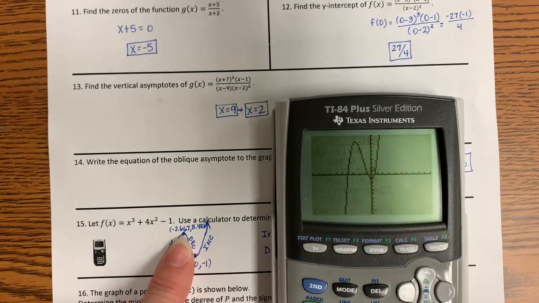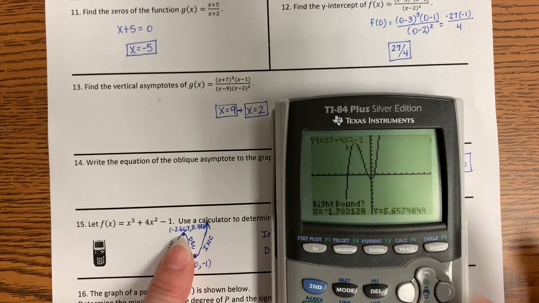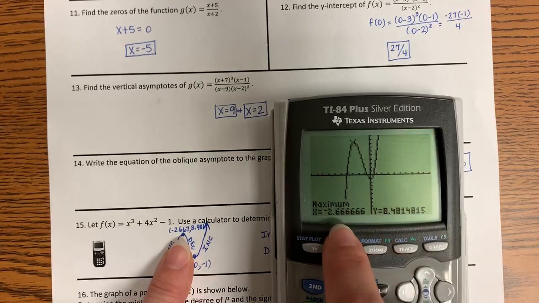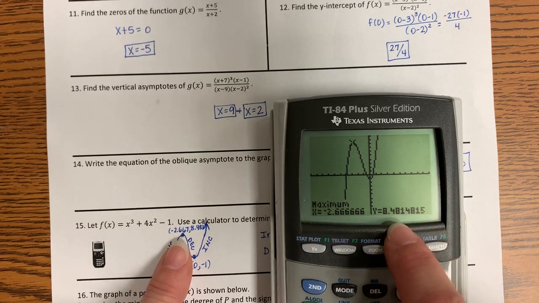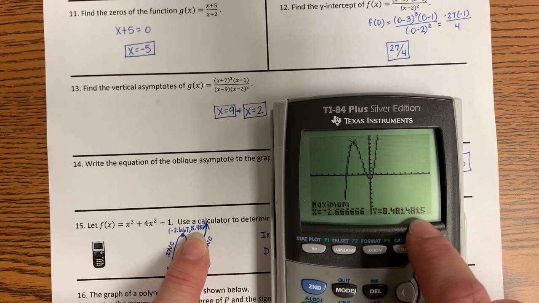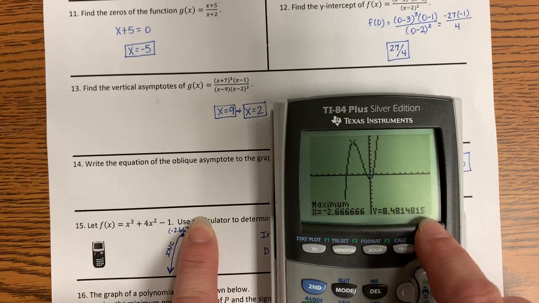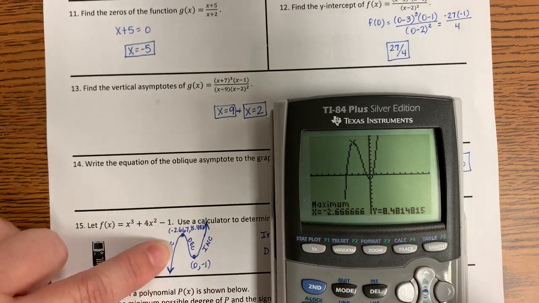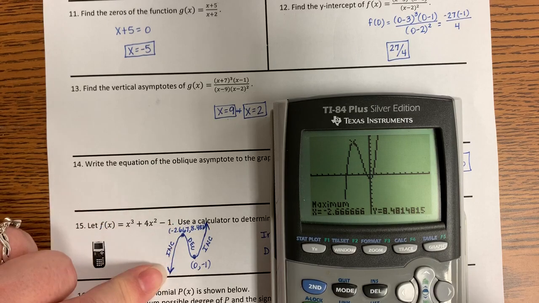So I'm going to go for number 4, and I'm going to go to the left of it, press enter, to the right of it, press enter again, and it's popping at the top and telling me that that x value is at negative 2.667. Okay, I wrote down the 8.481. That's fine. You could ignore it though, because when we describe increasing and decreasing, we're only going off the x value. So from negative infinity up to that negative 2.667, I have an increasing piece.